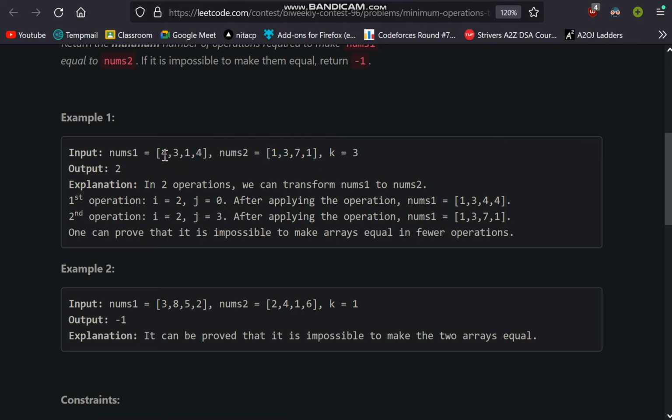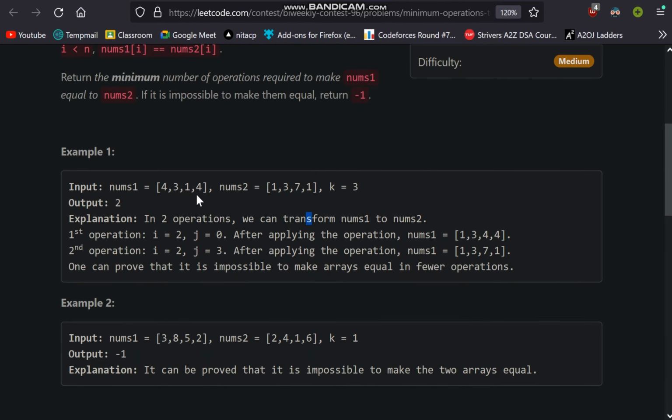See, here we have 4 and here we have 1. If we decrement this value by 3, then it becomes equal to 1. So this is one of the operations. And here we have 3 and here we also have 3. These two numbers are already equal, so we don't have to do anything with them. We can either increment or decrement a number if the numbers are not equal. So we have to do both of these.